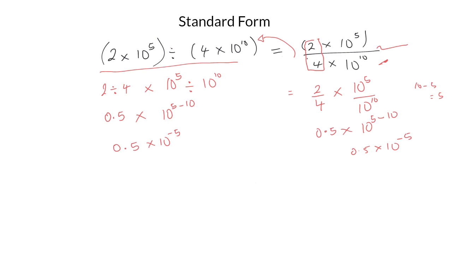Now, the last thing is, you know that 0.5 cannot be allowed because it's not a number between 1 and 10. This is a number lesser than 1, so I still have to write 0.5 in standard form. And how do you write 0.5 in standard form? I'm just going to move the decimal point once. And you remember 0.5 is a small number, so that is 5 times 10 to the power of negative 1.